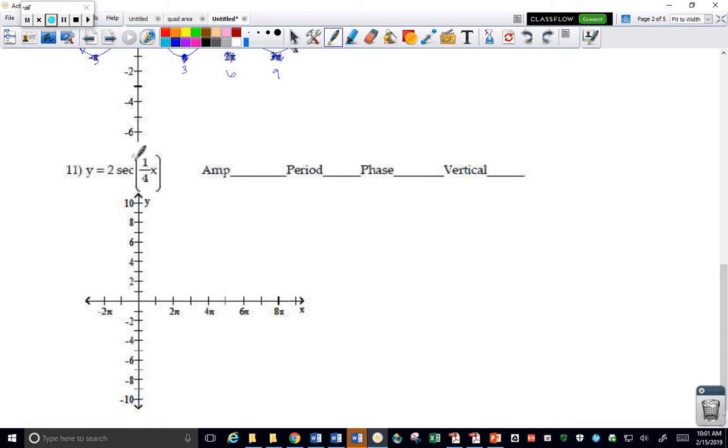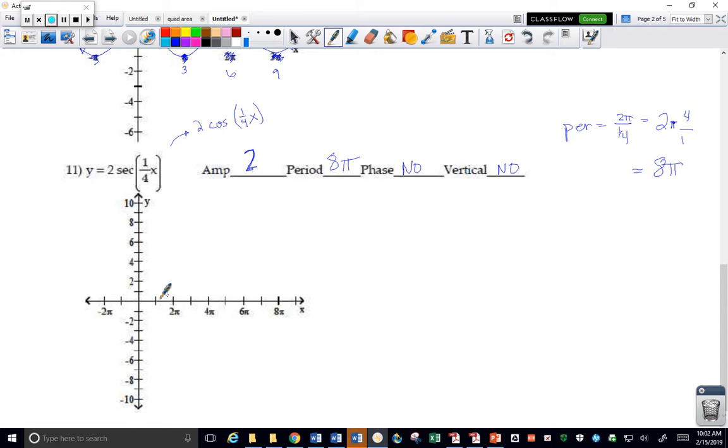Okay, the next one, 2 secant. So I'm going to start by sketching the points from its cousin, 2 cosine of 1/4 x. So the amplitude is going to be 2. The period, once again, is 2 pi over 1/4. So we multiply by the reciprocal, 2 pi times 4 over 1. So this has a period of 8 pi. Oh good, look, 8 pi's on there. So period of 8 pi. It has no phase shifts and no vertical shifts. So pretty straightforward.